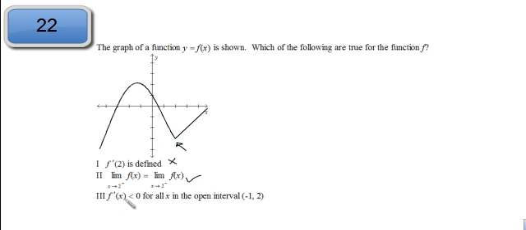F prime is less than 0 for all the open interval from -1 to 2. Okay, so what that means is that my derivative is negative. And remember, in order for it to be negative, the slopes have to be negative. So if you look at your equations here, you see how the slopes are all negative? So that is true. So 2 and 3 are correct.